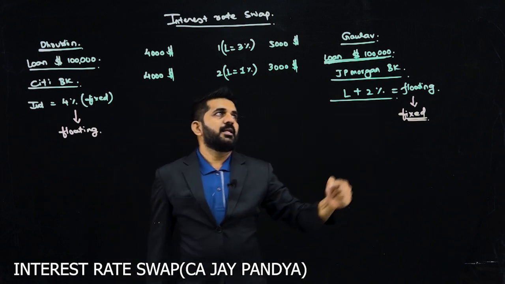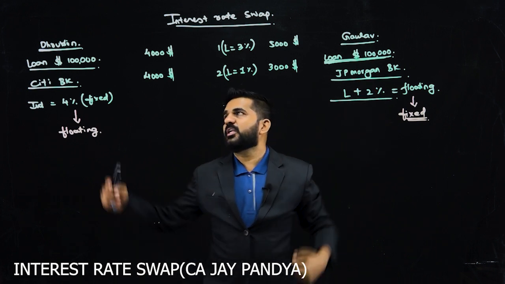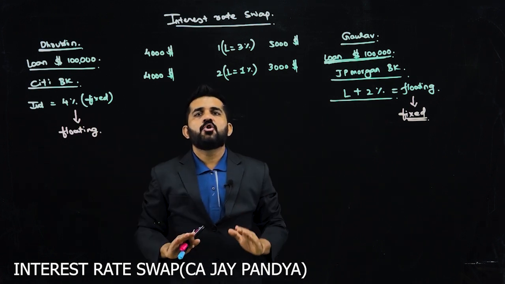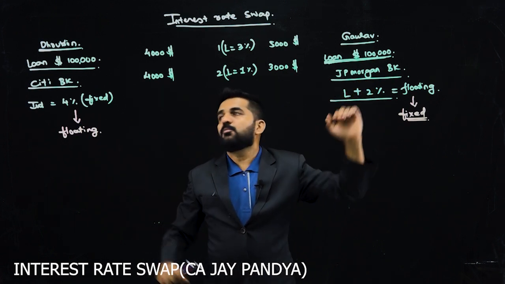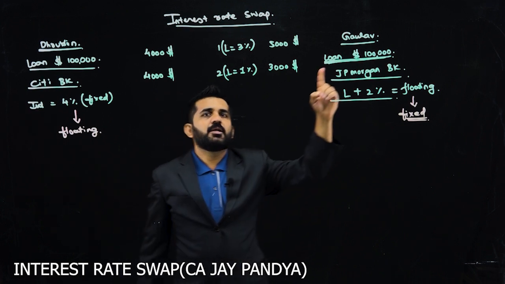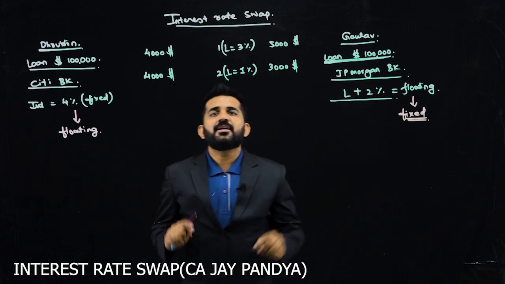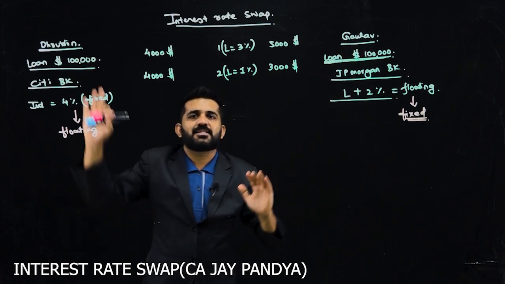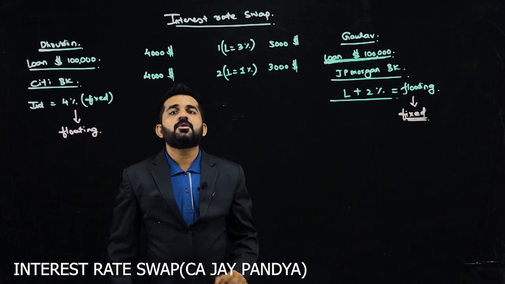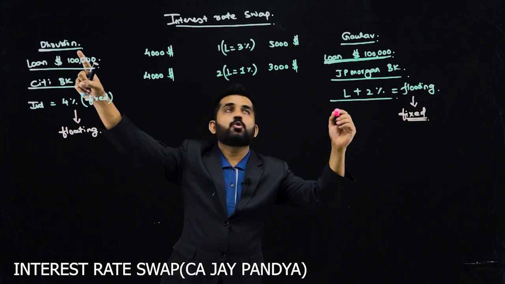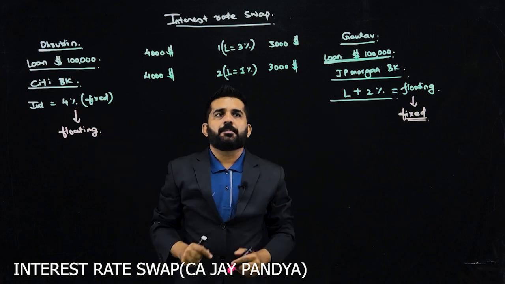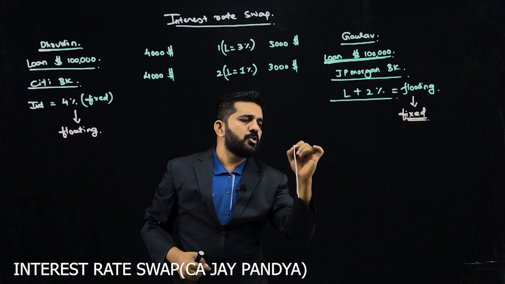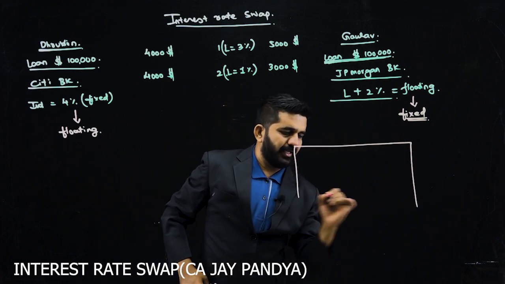But this is not possible. He has taken exposure from JP Morgan, he has taken exposure from Citibank. Even if they both are ready, banks will not be ready that JP Morgan will be giving loan to Dhruvin and Citibank will be giving loan to Gaurav. So what they will do is, they will enter into a third agreement. There's a first, there's a second. They'll enter into a third agreement between Dhruvin and Gaurav. Now the bank is not into picture, and this agreement will be a swap agreement.